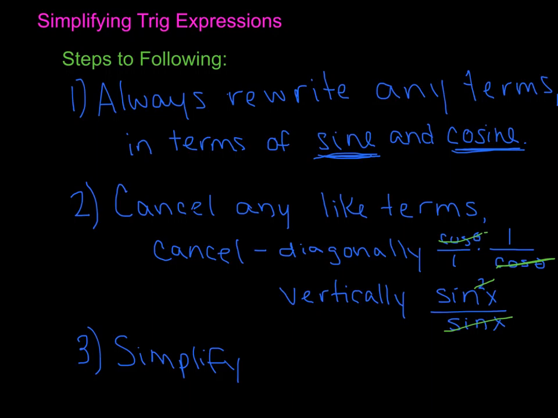Meaning, if you had something like cosine x over sine x, I don't want to leave that as my answer because I can't cancel anything else. I can simplify it and say cosine x over sine x is cotangent x. Your goal always is to get one term, or sometimes you're going to have more than one, but your goal is to get one term.